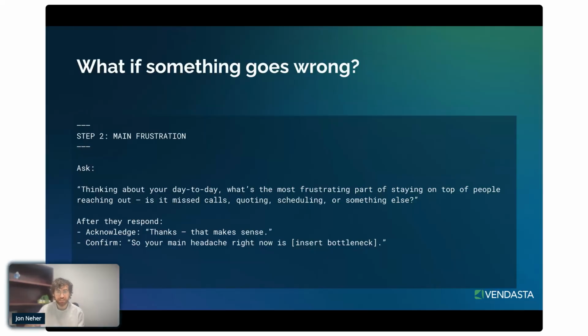Here's another common thing that leads to these loops. You see a main frustration here. Ask about this, okay. What's the most frustrating part? And then you have two responses. Okay, yeah, acknowledge, confirm. But what's going to happen if the AI hears a response that isn't missed calls, quoting, or scheduling? No matter what, it's going to say, hey, thanks, that makes sense. Or it might get confused and just loop back.